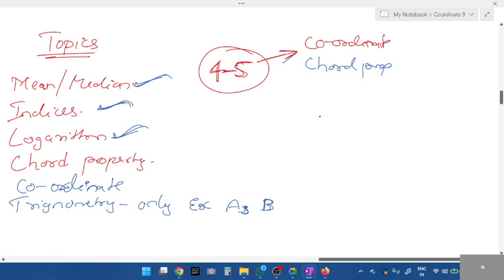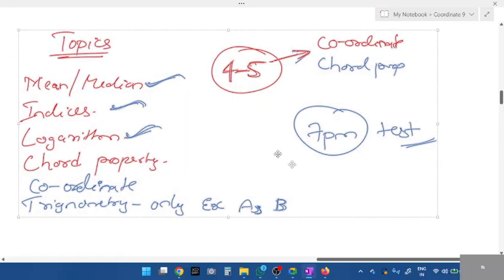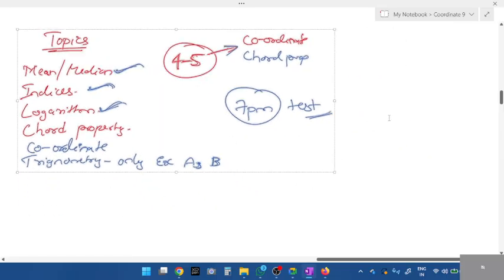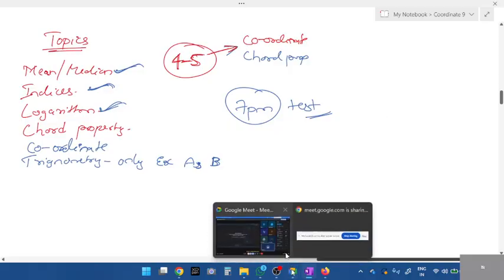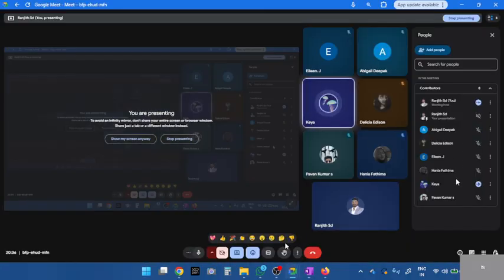When shall I send? Saturday or Sunday? Okay, 4 to 5 will complete, and at 7 p.m. I'll send the test paper. Those who miss, go through the recording, complete it on Saturday and send it. Okay, and Monday I'll be starting logarithm. Now, who has internals on Monday? Who are the students who have internals? Okay, 5 times. Formulas you have to send.